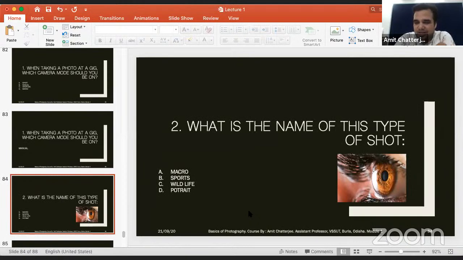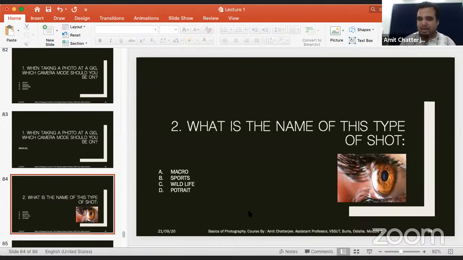The kind of photograph that you can see right now on your screen, what do you think it is? Is it macro? Is it sports? Is it wildlife? Or is it a portrait? Let's see your answers. Surya says macro. Okay. Rohit says macro. Lijo says macro. Yes, you guys are correct.